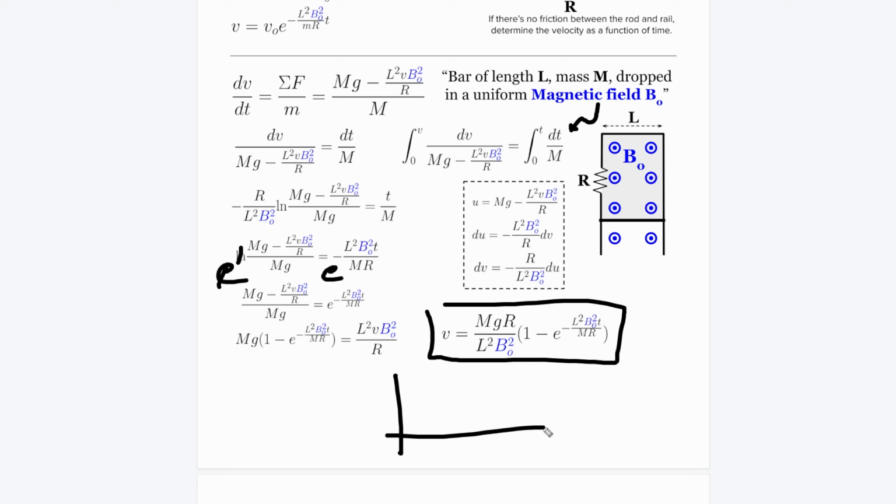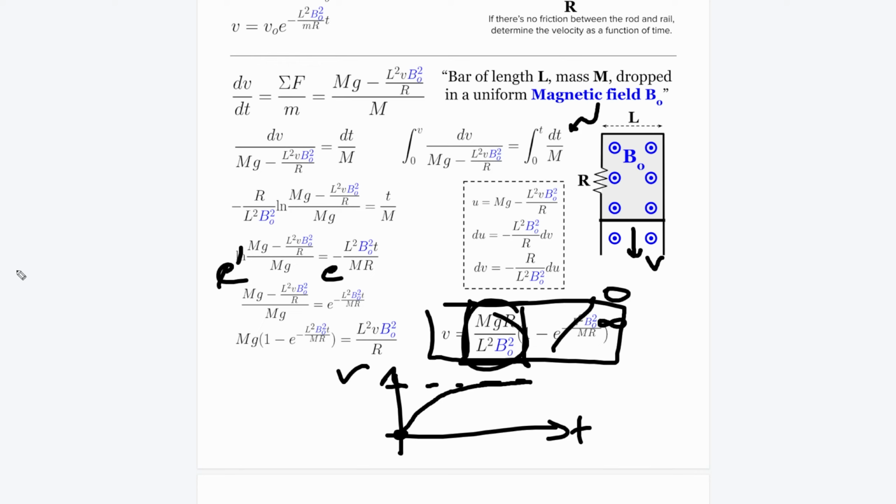What does this look like? Well, if you graph this, this time we dropped it. It started at rest, and it looks like that. And it gets to some terminal velocity. And you can find that by just asking, well, what if I plugged in t equals infinity? I'll wait a long time. E to the negative infinity is 0. So this here would be your terminal velocity. Eventually, you'd get to some terminal velocity where the magnetic force upward and the gravitational force downward would just cancel, and it would just move at that speed right there.